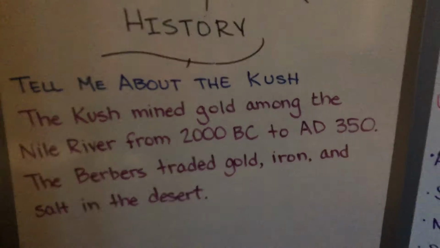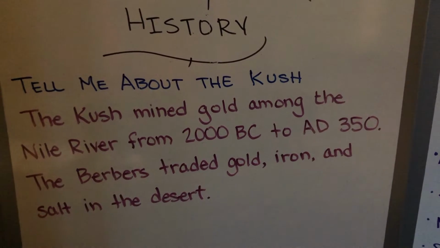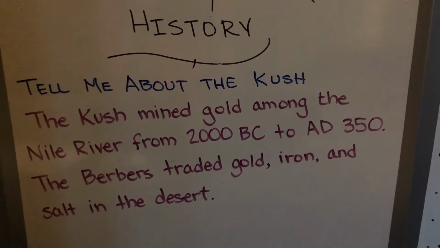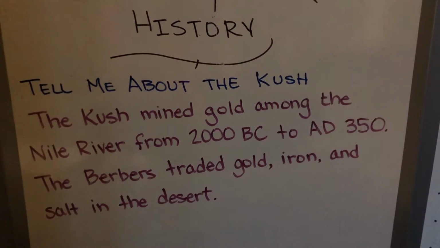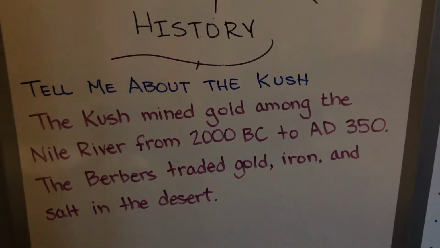The Cush mined gold along the Nile River from 2000 BC to 350 AD. The Berbers traded gold, iron, and salts in the desert.